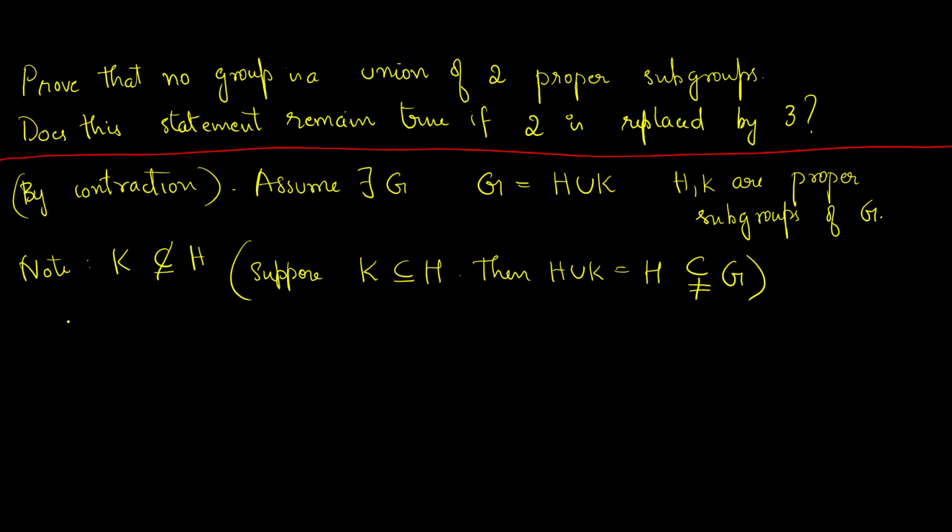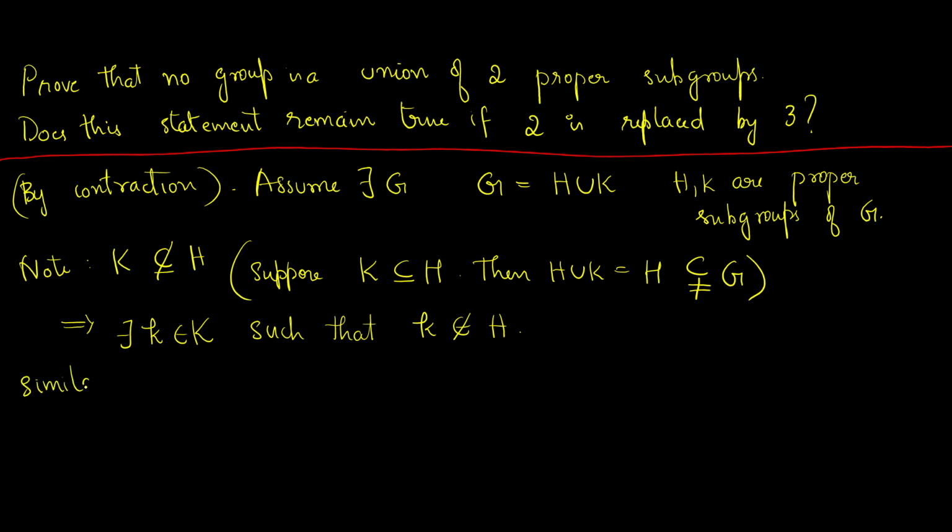So what does that mean? That means that there exists some small k in capital K such that k is not in H. That's the definition, right? If K is a subset of H, then given any small k in capital K, this small k will be an element in capital H. Now, here we are saying that K is not a subset of H. So that means that there exists an element small k in capital K such that this small k is not contained inside capital H.